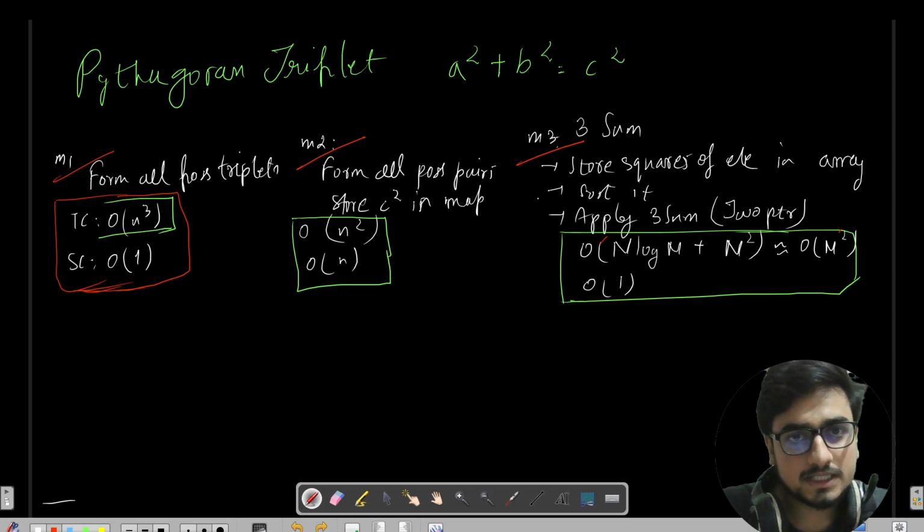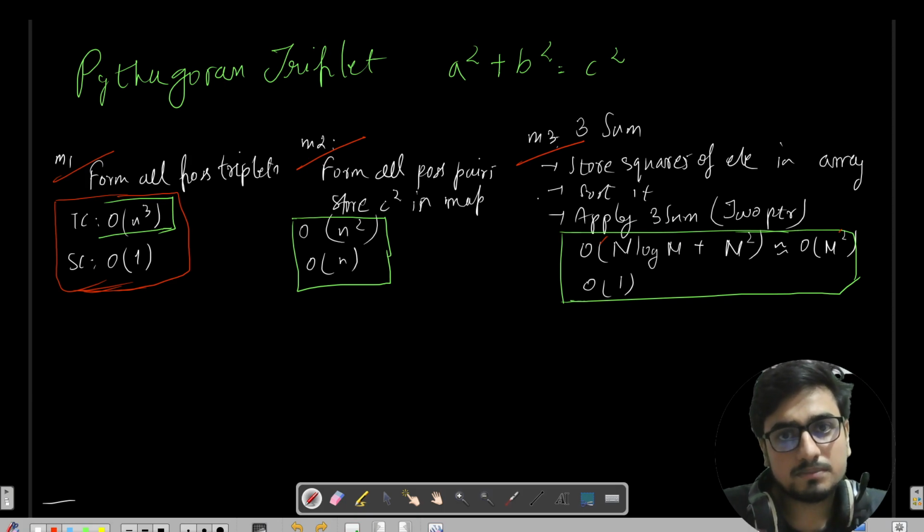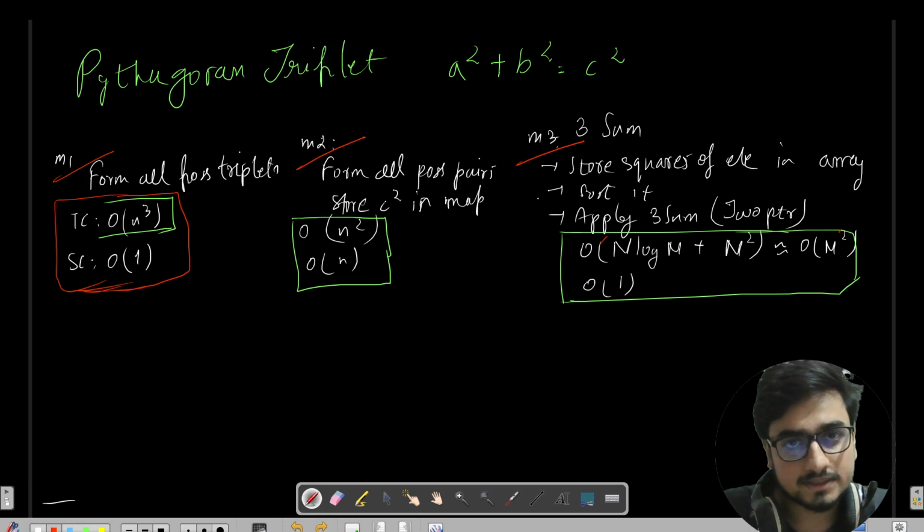Method 2 is that instead of forming the triplets, we will form all possible pairs. We will run the nested for loop for finding a square and b square, but for c square we will store the squares of all the numbers in the map. And we will check if that c square is present in the map or not in O of 1. So definitely O of n will be the space complexity, and O of n square would be the time complexity to form all the possible pairs. I hope you are with me till this point. Let us continue with the next approaches as well. Once we are done, then we will see how things are running.